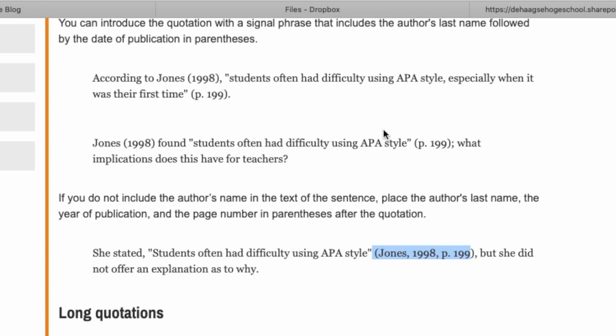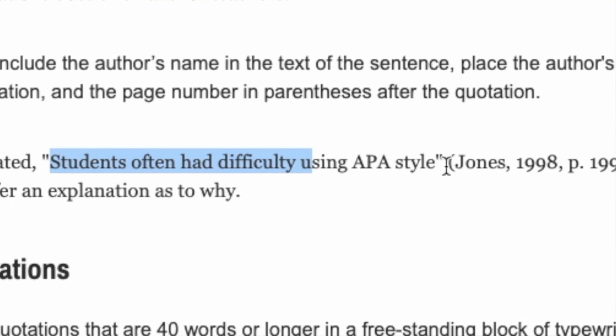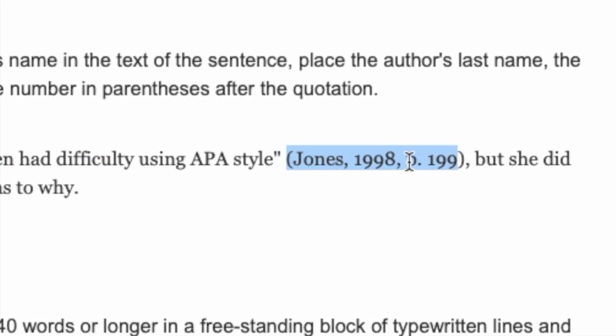So what you should be doing when you have direct quotations is always putting the in-text citation at the end of the quotation. So you'll see she stated students often have difficulty using APA style, and then here's the citation, comma, but she did not offer an explanation why.